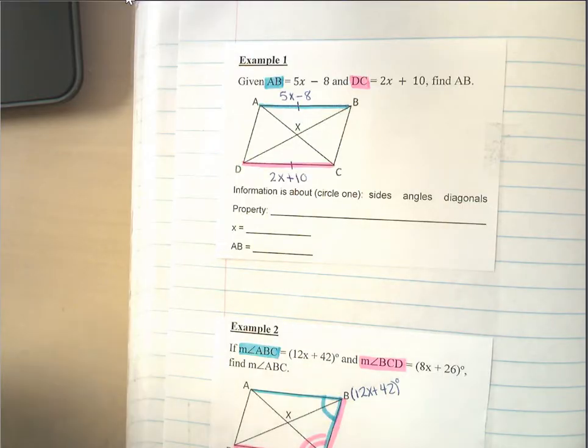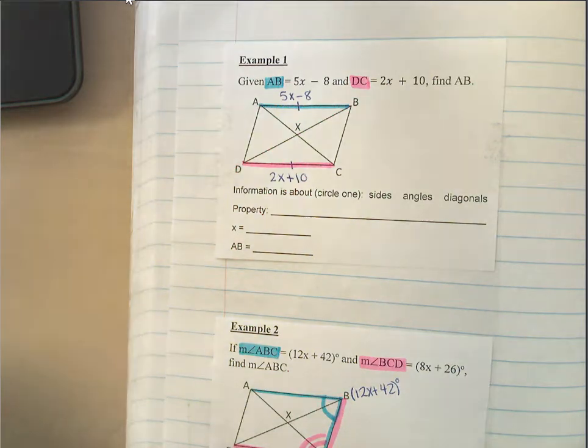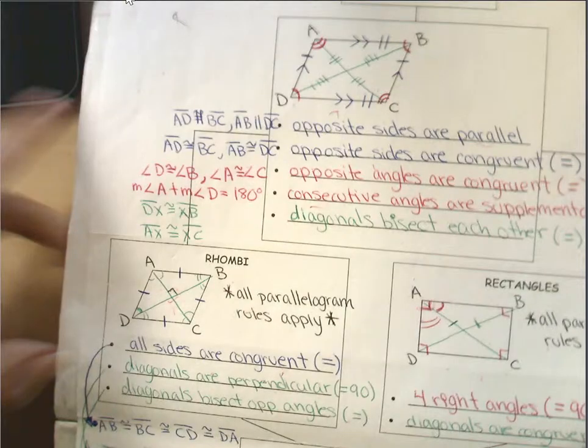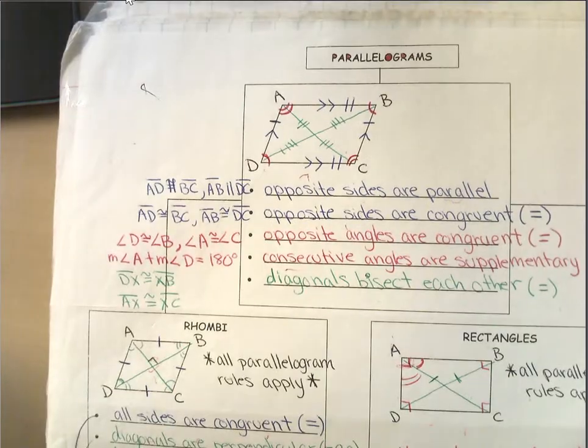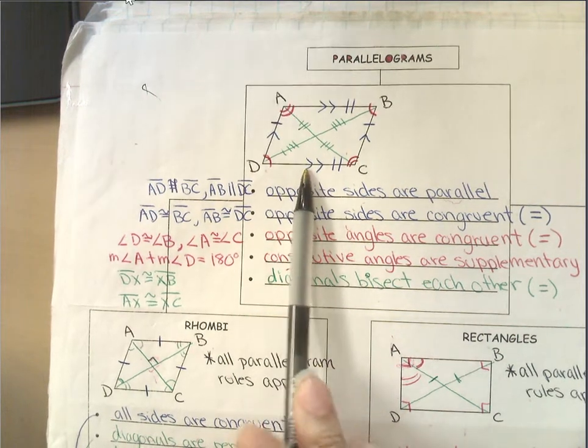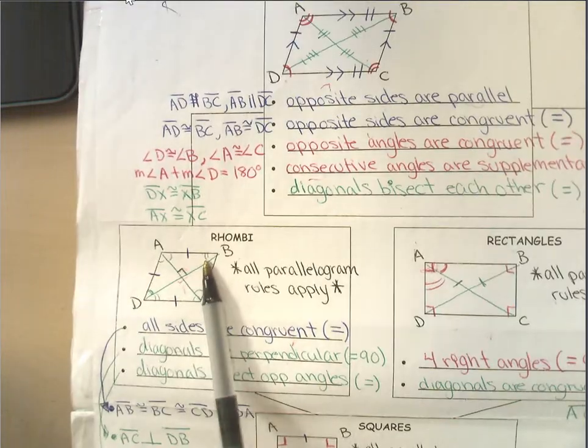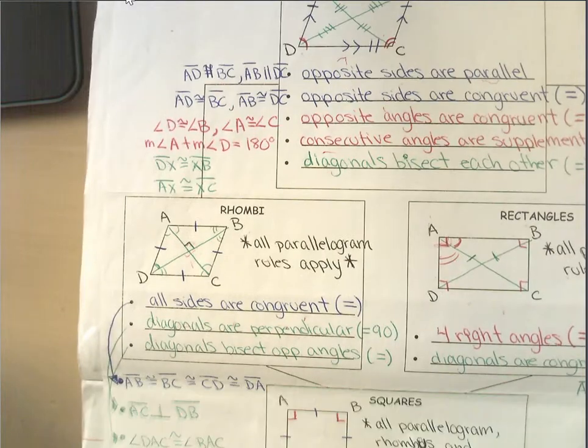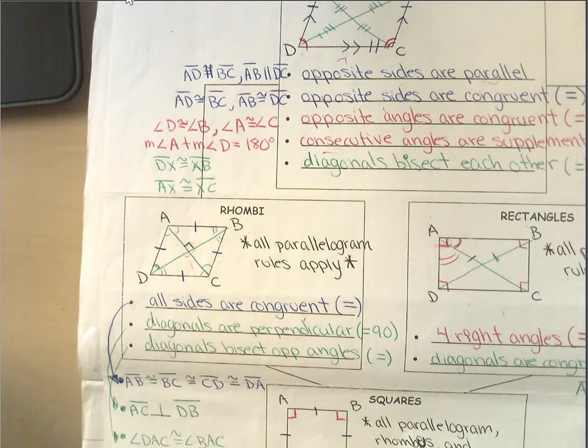Okay, section 11.3 is on quadrilaterals and just learning the different properties that apply to each of the quadrilaterals. So we have different shapes of quadrilaterals that we're looking at. First one's parallelograms. We're also going to be looking at rhombi and rectangles, and then squares. Those are all parallelograms.